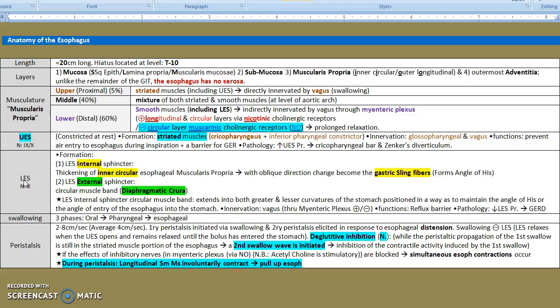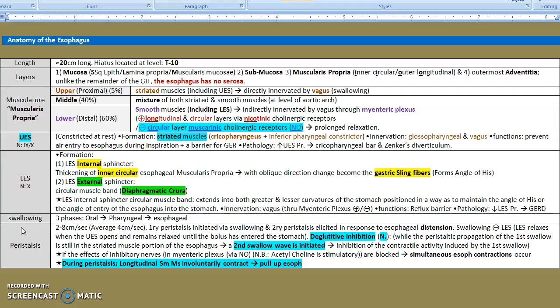Regarding the lower sphincter, we need to emphasize how this sphincter forms. The internal sphincter forms through the thickening of the inner circular layer that, when it passes from the esophagus to the stomach, forms the gastric sling fibers that give you the angle of His. Also, the external sphincter forms through the circular muscle band of the diaphragmatic crura.